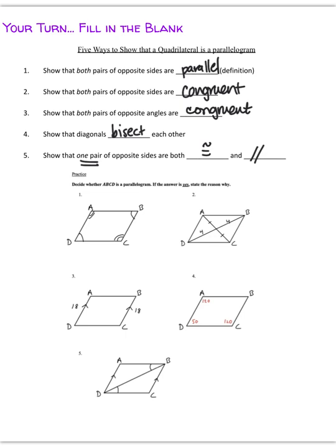So now let's take a look at these. These are really good examples. Decide whether ABCD is a parallelogram or not. In number 1, we have both pairs of opposite angles congruent. So this one is yes, and that's by number 3. The next one, I see that these are both 4, and then the other one has its own little tick marks. So yes, this is diagonals bisect each other, so this one is a yes by number 4.